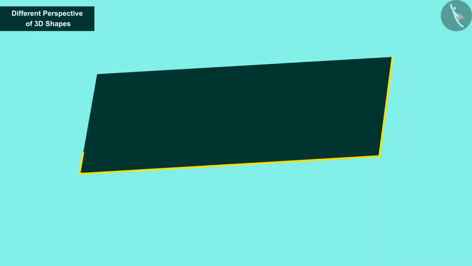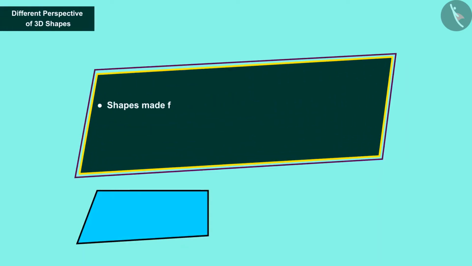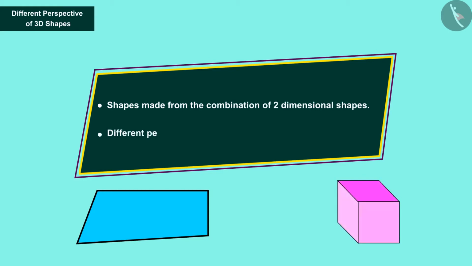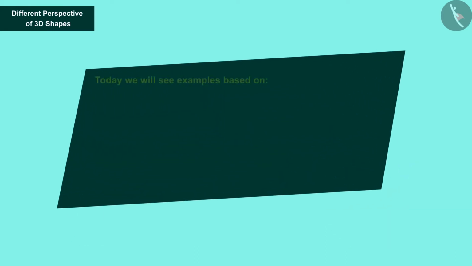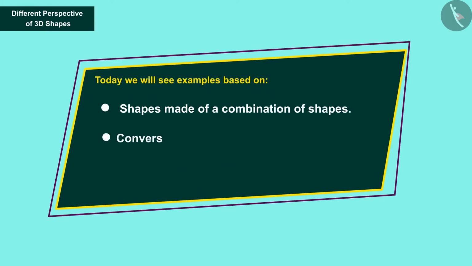In the previous video, we learned about shapes made from the combination of two-dimensional shapes and different perspectives of three-dimensional shapes. Today, we will see examples based on these.